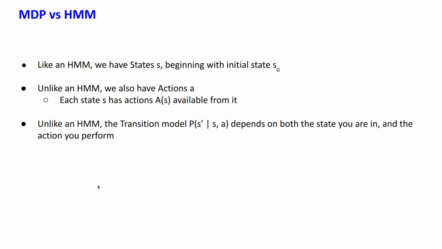You must have heard also the term HMM, very relevant with the MDP. It is known as the hidden Markov model. What is the difference between hidden Markov model and MDP is that in HMM each state has an action available from it. Unlike the HMM, we have this difference here.